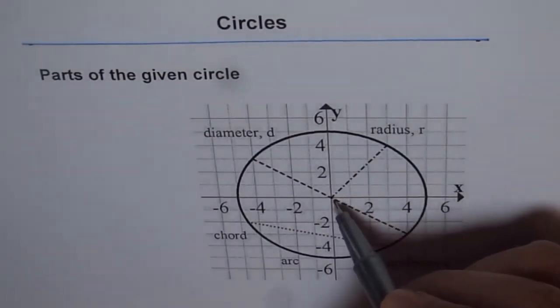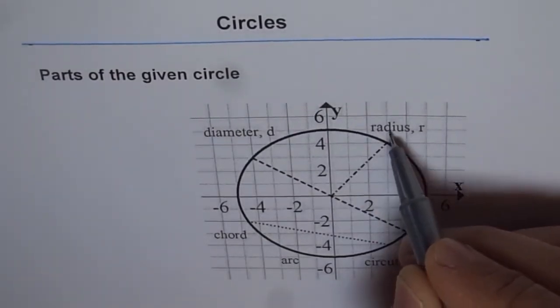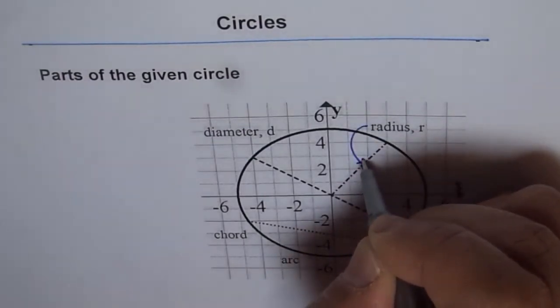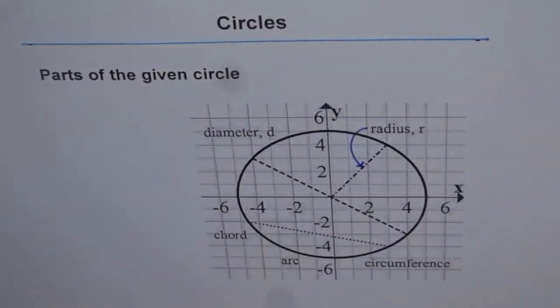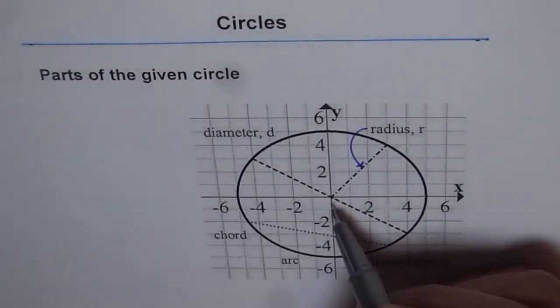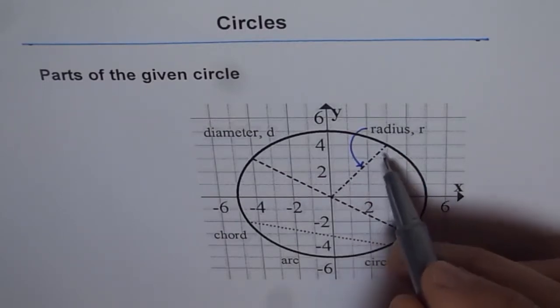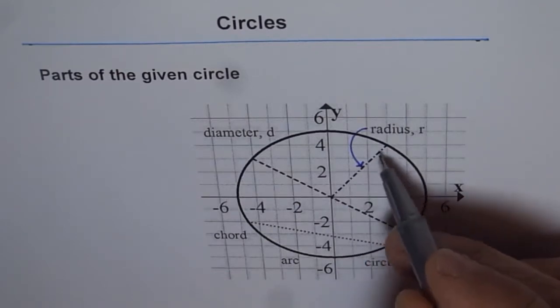The distance between the center and any point on the circumference is called the radius. So that is one thing to understand. This is the radius. The radius is a line segment that goes from the center of the circle to a point on its circumference. And when we say radius, we also mean the length of this segment.